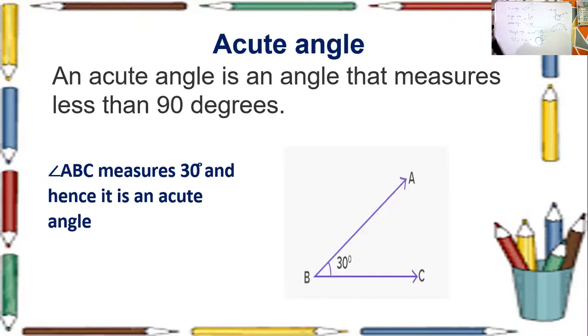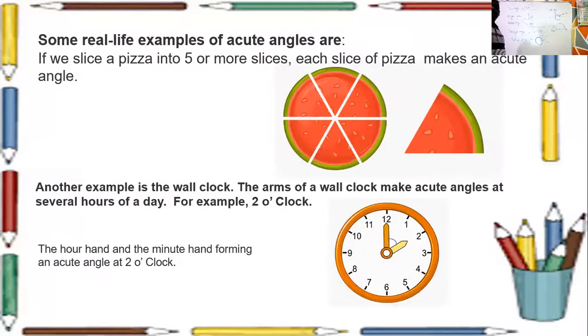Acute angle, whatever I have told you in detail is there. Acute angle is a measurement which is less than 90 degrees. If you draw two lines like this, you can see angle 30, 45, 60, whatever it may be, which is less than 90 will be the acute angle. Where can you find this acute angle in our real life? Suppose pizza is there. If you make the pizza into 5 parts, 6 parts, 7 parts, then you can find the slice of pizza. This angle will always be an acute angle.